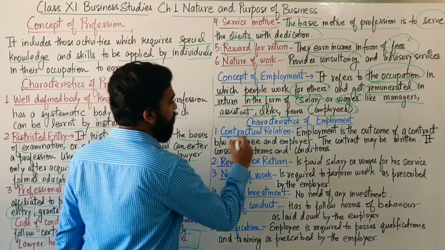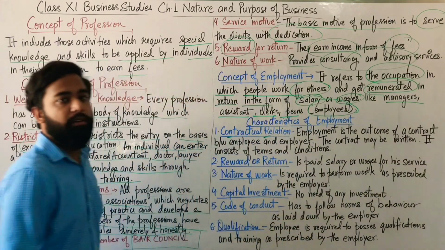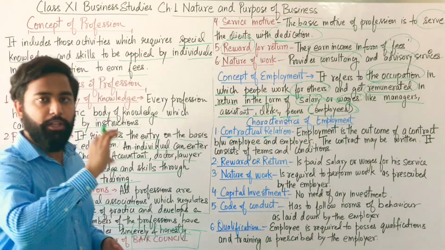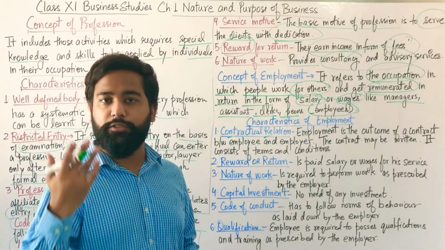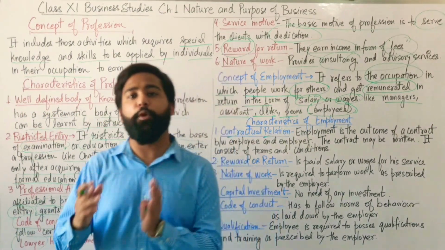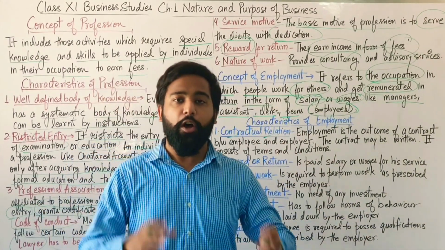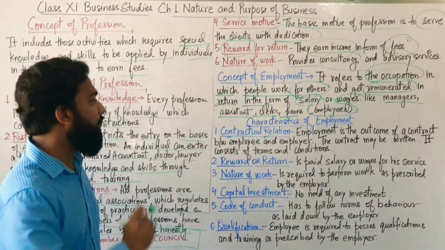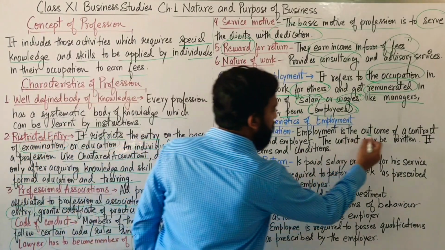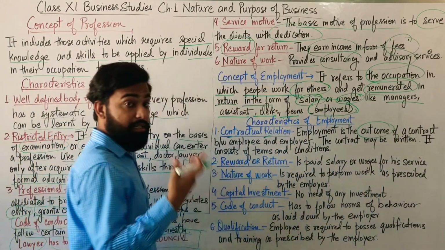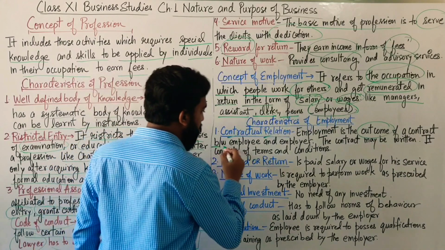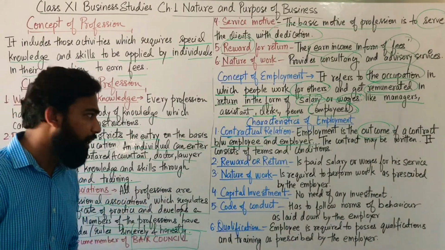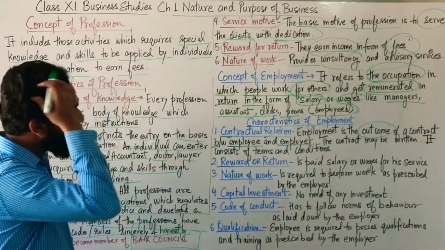First of all, it's a contractual relation. It's a piece of paper in which all the contract guidelines, all the rules and regulations, what the employer wants from his employees and how the employee is going to behave in the institution, all such things are written very clearly. And employment is an outcome, a result of a contract between employee and employer.